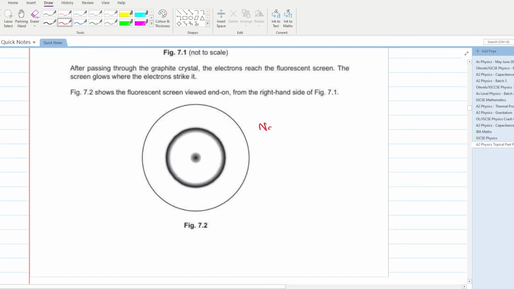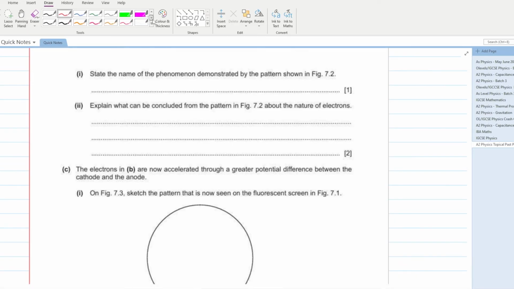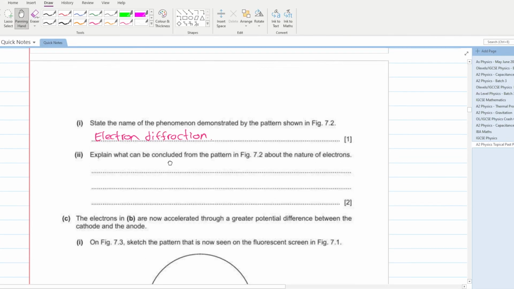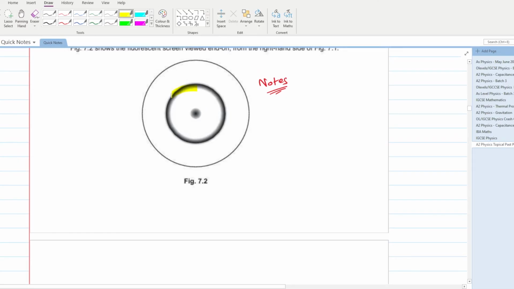We have already seen this in the notes and the lectures. State the name of the phenomenon illustrated by the pattern. So what is happening? Electron diffraction is happening. Explain what can be concluded from the pattern in figure 7.2 about the nature of electrons. So this pattern tells us that electrons are diffracting. And there is one more thing that this pattern tells us. There are black lines which tell us that constructive interference is happening, and there are these empty spaces which tell us that destructive interference is happening.